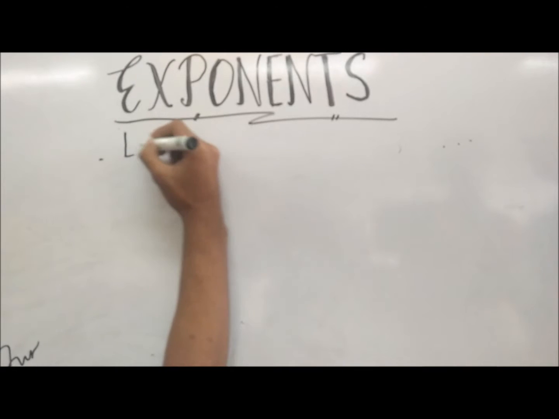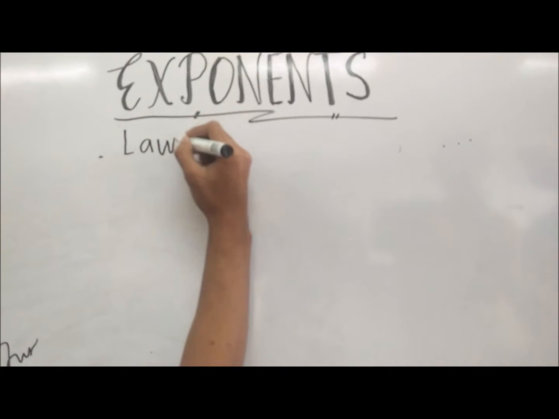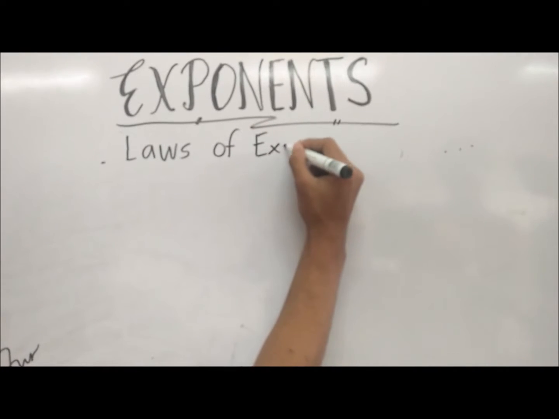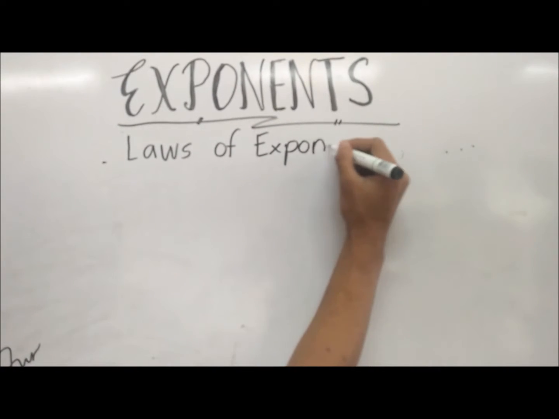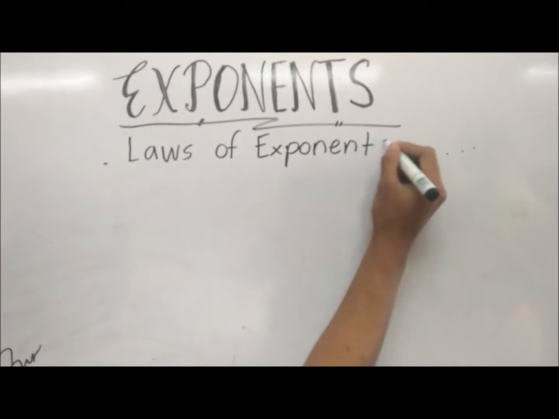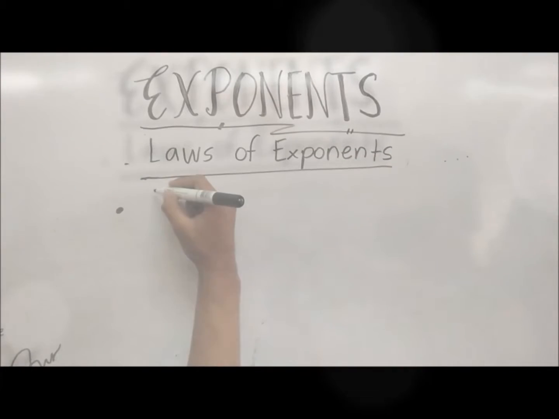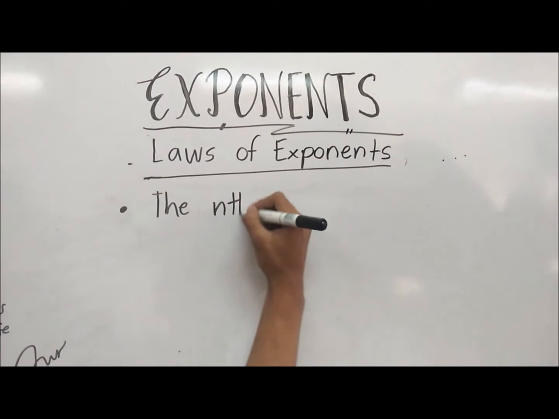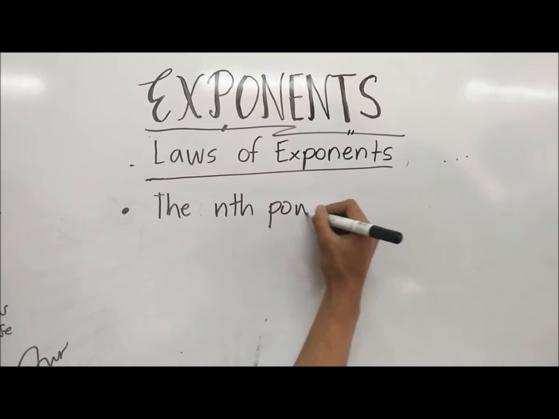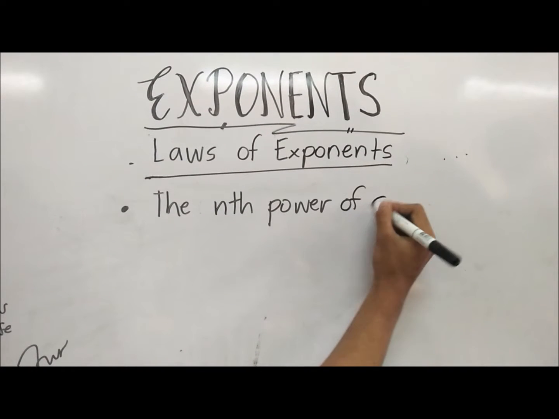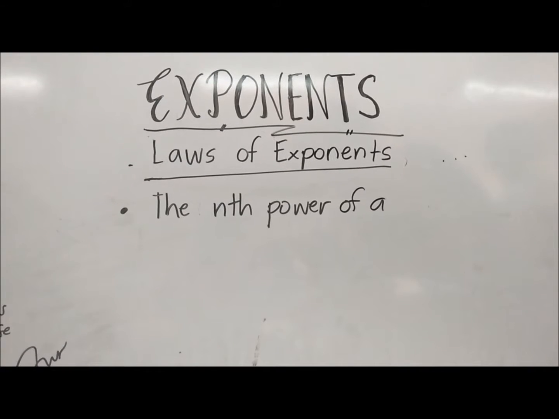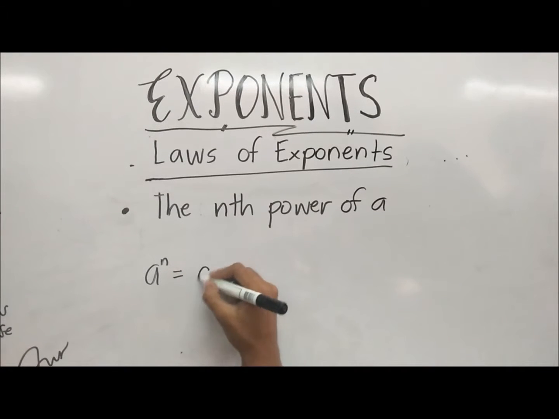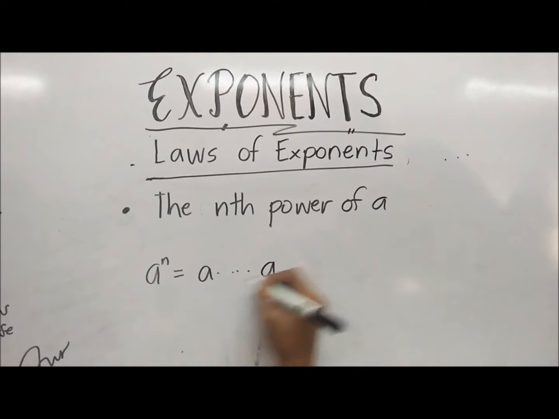After knowing the definition of exponents, we will now proceed to the laws that we will use to simplify expressions involving exponents. This is known as the laws of exponents. For positive exponents, we will use these laws. One of these is the nth power of a. But what does this rule say? The rule tells us how many times the base will be multiplied by itself. It is in the form a raised to n is equal to a times a, up to n factors.